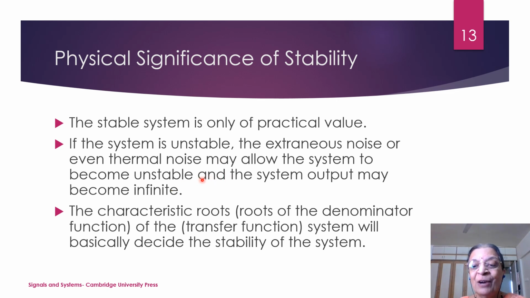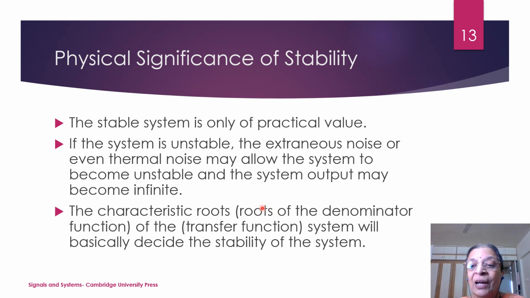So the system will have to be always stable. Now, how to ensure that the system is stable? It can be ensured from the characteristic roots. So, what is a characteristic polynomial? Characteristic polynomial is the denominator polynomial of the transfer function of the system. And for this denominator polynomial, you are supposed to find the roots.